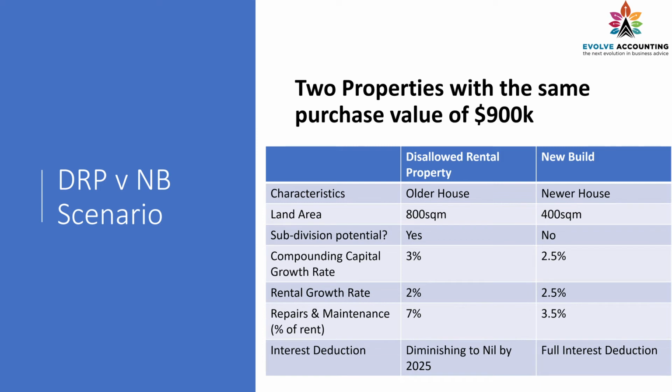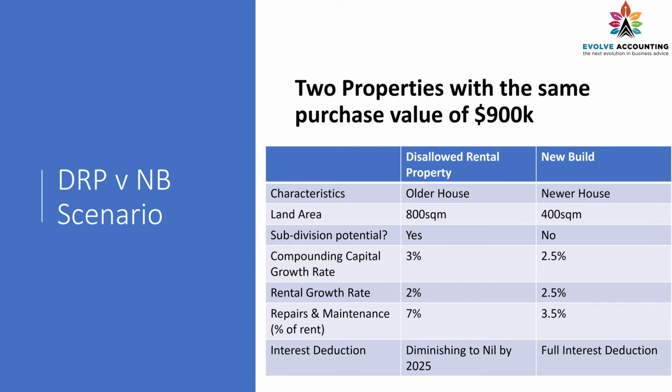So now what I've got up here on the screen, what I want to talk about is, let's just have a look at the numbers, because as investors, it's always on the numbers, right? So you can have tax law changes, but what do the numbers actually mean? And so I want to look here at an existing property, as they call it, disallowed rental property, versus a new build. And the existing property is an older house on 800 square metres, so it has subdivision potential.